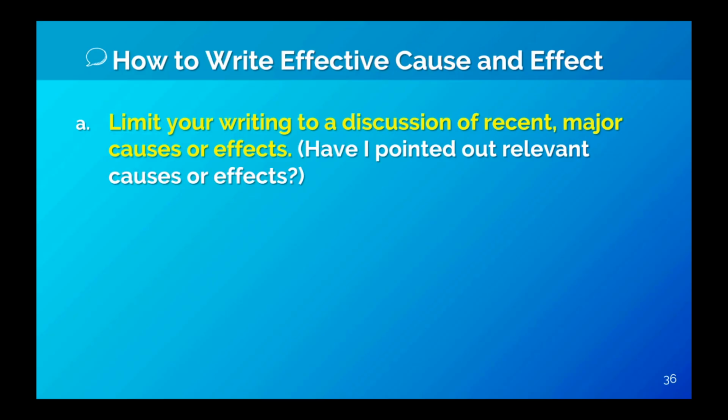Now, how do we write effective cause and effect? First, limit your writing to a discussion of recent major causes and effects, because there may be a lot of causes and a lot of effects that can be discussed in your topic. So you have to limit it to the most important causes and effects, to the most recent or the latest causes and effects. Okay?